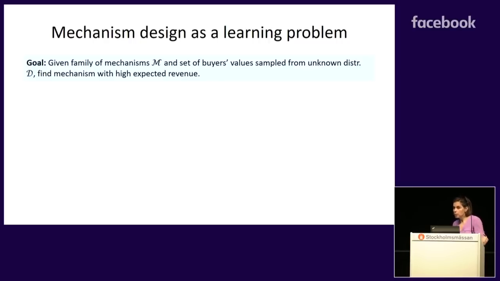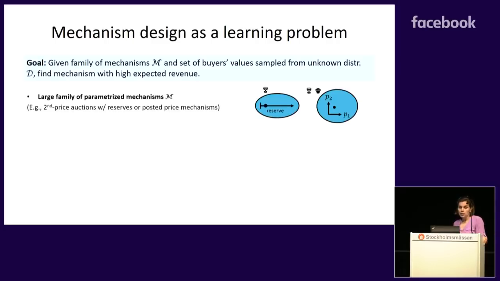And then we use these samples in order to find the mechanism that we hope will have high expected revenue with respect to the fixed unknown distribution. Okay? So let me describe this again more slowly. We fix a problem that we want to solve, and this can be a pricing problem or an auction problem. And then we fix a large, potentially infinite parameterized family of mechanisms for this problem.